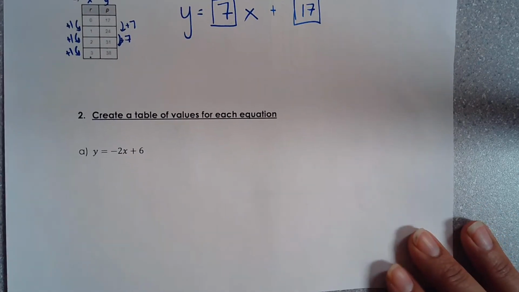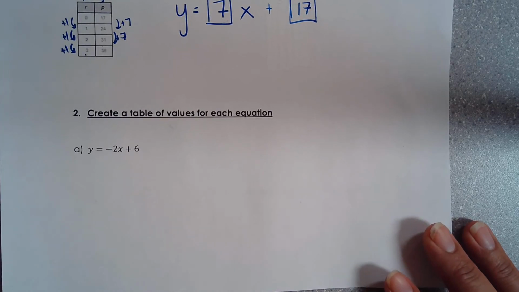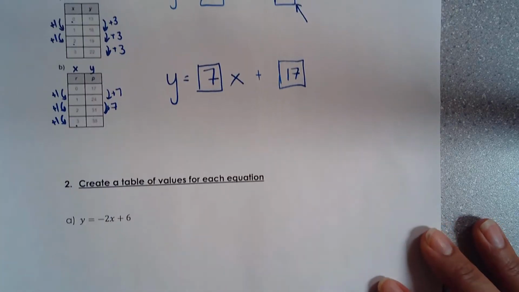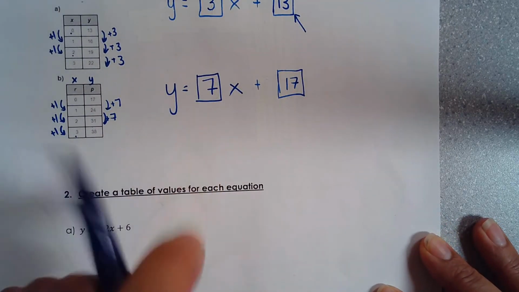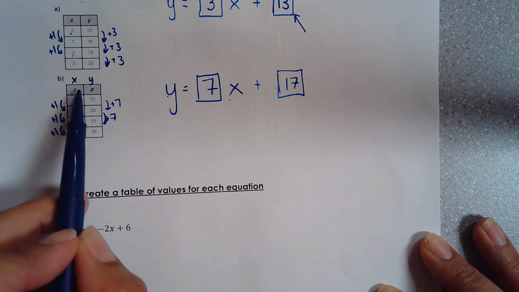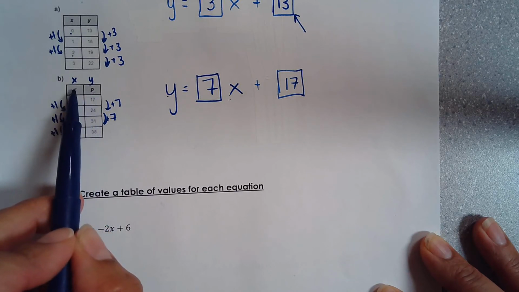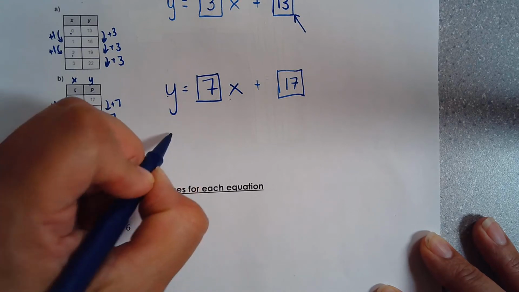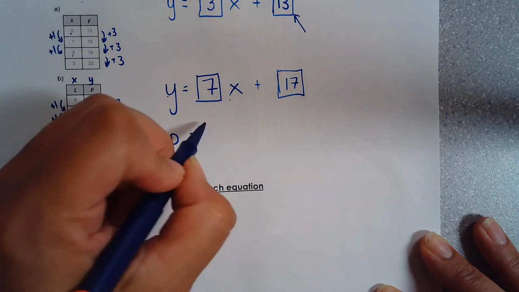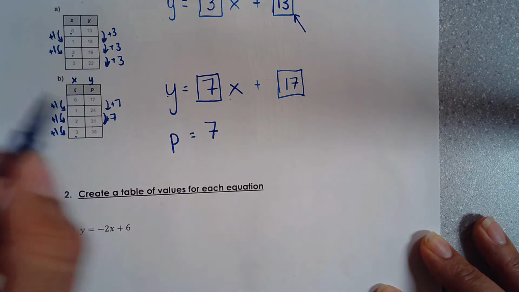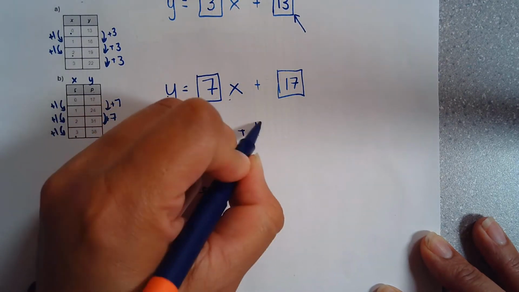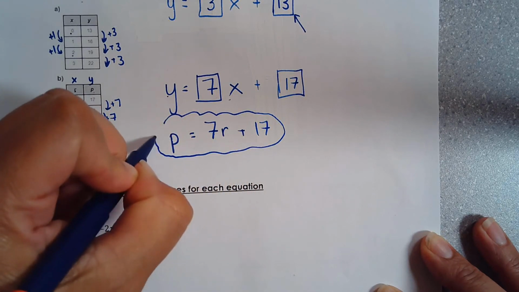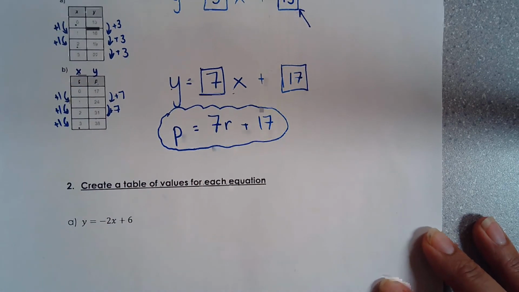Moving on to question number 2, create a table of values for each equation. Oh, before I move on, I wanted to go back here, and instead of using x and y, I want to use the variables that they gave me. So x is actually r and y is p. So p equals 7 times r plus 17. So r and p are both variables for an equation.